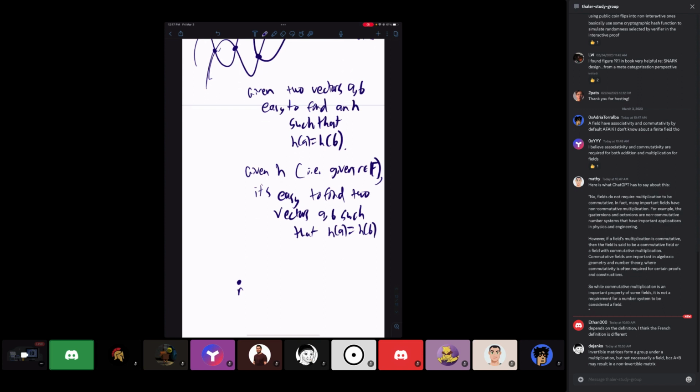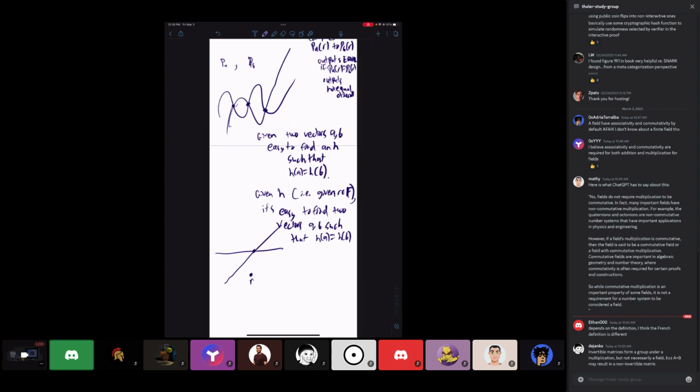So if I say this is R, then I just come up with any two polynomials that agree at that point. You can even have them be degree 1, right? Just find two lines that intersect at R, and you've found a collision for this hash function.